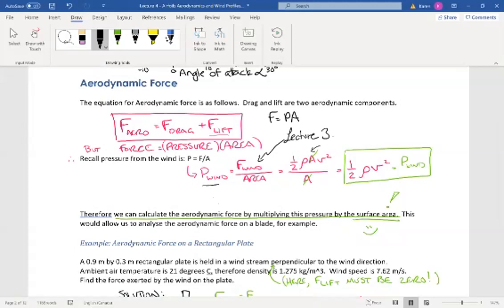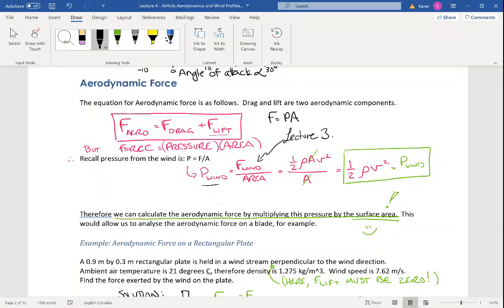Now, this equation, 1/2 rho A v squared, is not the power of a wind turbine, although it looks the same. Remember, power of a wind turbine was 1/2 rho A v squared times coefficient of performance. Similarly, the force available from the wind was one step on our way to solving the power equation.